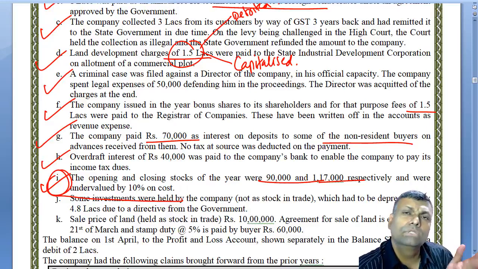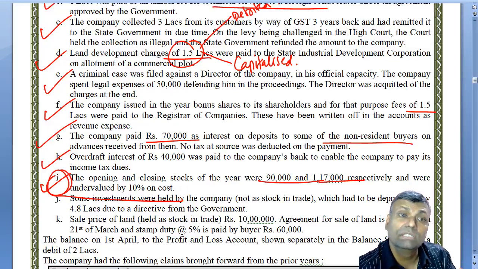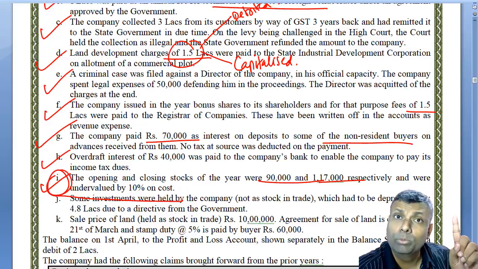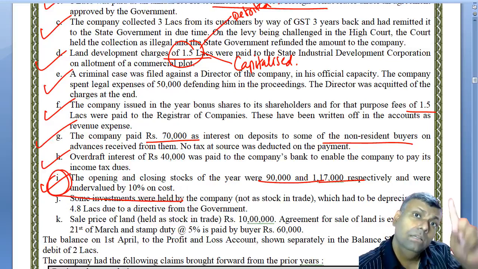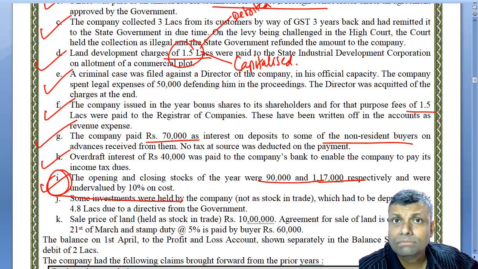Supposing the accountant says that, no, this is a violation of accounting standards, this is not correct. Then you have to reverse the 9 lakh rupees here. Not in the MAT, but in the profit as per P&L.